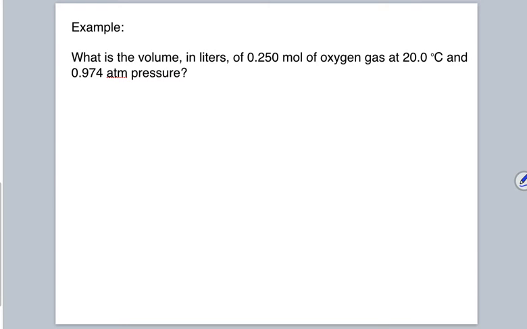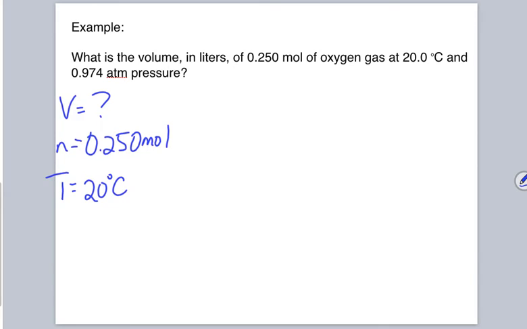Let's look at this one. What is the volume in liters of 0.25 mole of oxygen at 20 degrees Celsius and 0.974 atmospheres pressure? So what is the volume is our question. n is 0.250 moles. Temperature is 20 degrees Celsius. It's in Celsius, can't have it in Celsius. Add 273, that's 293 Kelvin, must be in Kelvin. And pressure is 0.974 atmospheres.